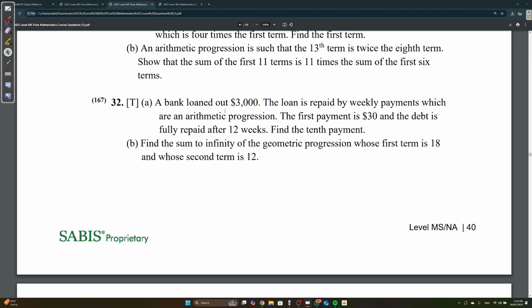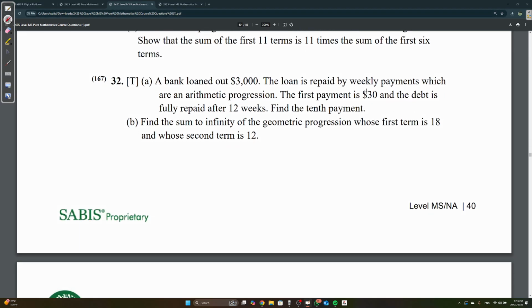A bank loaned out $3,000. The loan is repaid by weekly payments which are an arithmetic progression. So it's not geometric, it's arithmetic. The first payment is $30 and the debt is fully repaid after 12 weeks. Find the 10th payment. So you can think of this as a sum. Why sum? Because we're adding and we're fully repaying the 3,000. So the sum is actually equal to 3,000.